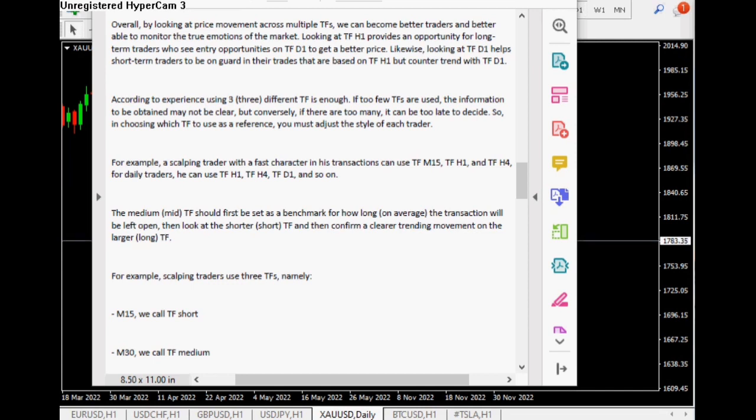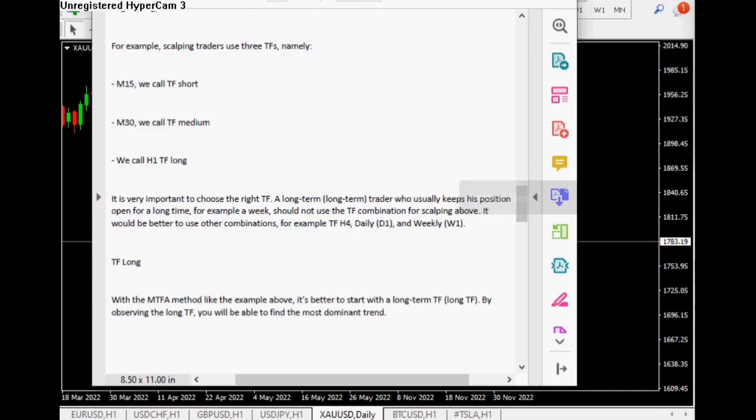For example, scalping traders use 3 TFs. Namely, M15, we call TF short, M30, we call TF medium, H1, we call TF long. It is very important to choose the right TF. A long-term trader who usually keeps his position open for a long time, for example a week, should not use the TF combination for scalping above. It would be better to use other combinations, for example TFH4, daily, D1, and weekly, W1.